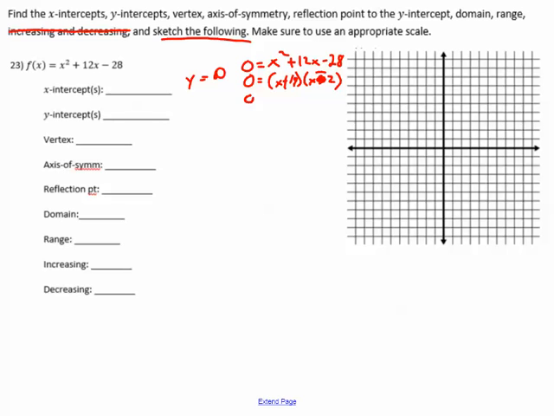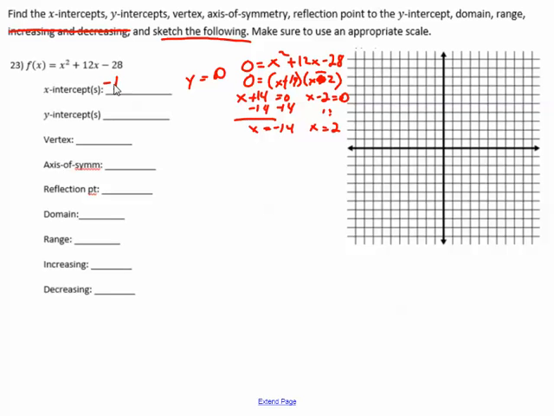And all I'm doing is trying to solve this. If I've got the factored form, now all I do is say either x plus 14 equals 0 or x minus 2 equals 0. And now solve. Subtract 14 from each side, I get x equals negative 14. Same token, add 2 to each side, I get x equals positive 2.